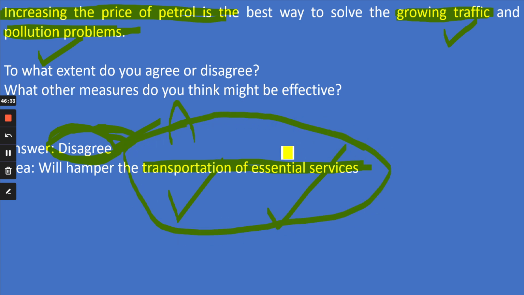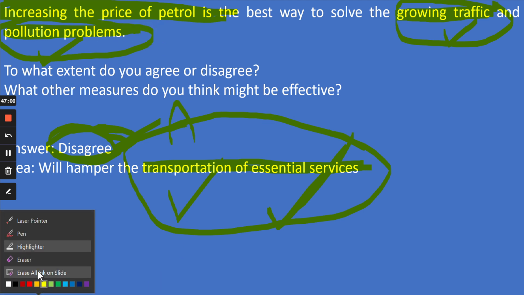Traffic and pollution. He simply has written about essential services like milk and ambulance and all those things. That was not even part of the question. That means he has written in general about increasing the price of petrol. But he forgot, you have to talk about the topic, but also from the point of view of keywords. So therefore this idea is irrelevant.